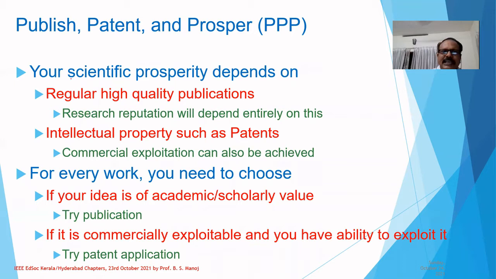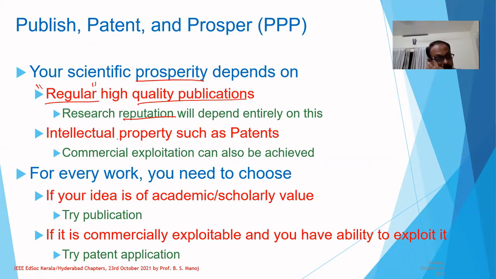So your scientific prosperity depends on regular high quality publications. It is very, very important that you regularly publish. If you are in the job market and you don't have a publication in the last 2 years, your chances of getting a new job are very, very poor. Unless you maintain this regularity in publications, you will not find future opportunities coming your way. So your research reputation will depend entirely on this.